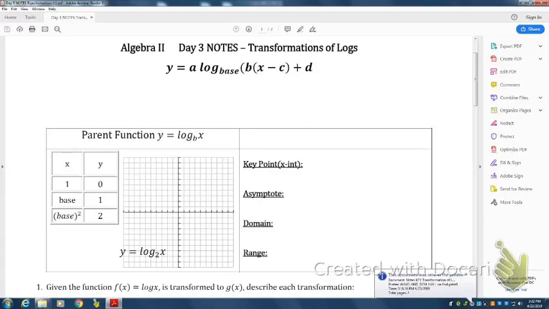Okay, so today we're going to do transformations of logs. You'll recognize the same format above. We're going to pick apart the format and say what the letters mean. So when that letter A is greater than 1, what does it do?